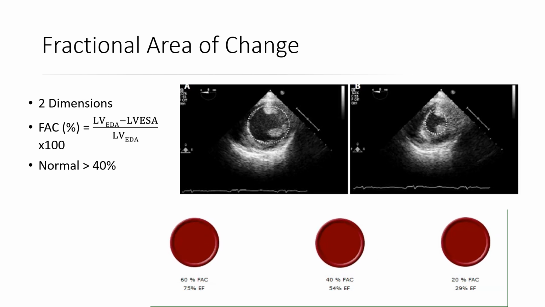And this here is pretty much what we're doing when we're trying to calibrate our eyeballs to the transgastric mid-papillary view. So greater than 40% in this case is what corresponds to a normal EF.